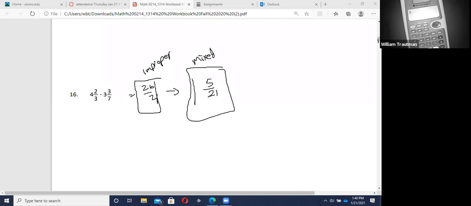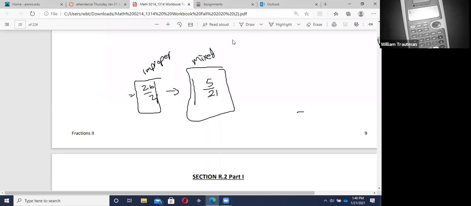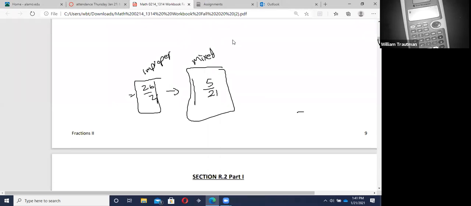All righty. Give me a second here. I think that's the last one, right? Yeah. That's the last one of this section. I'm going to hit stop record.